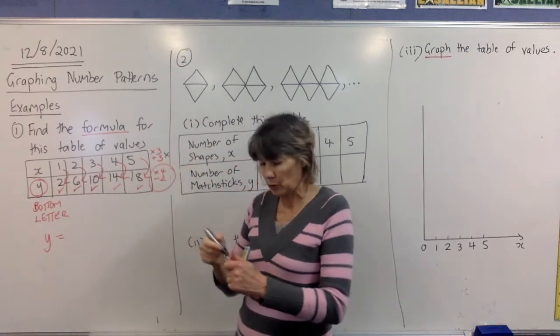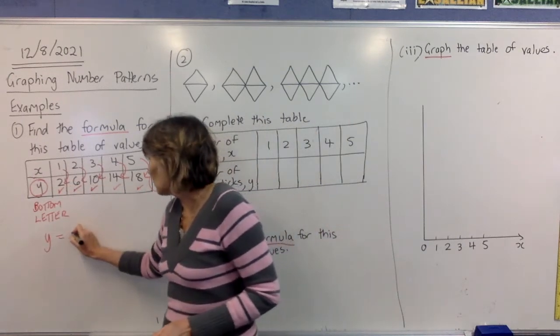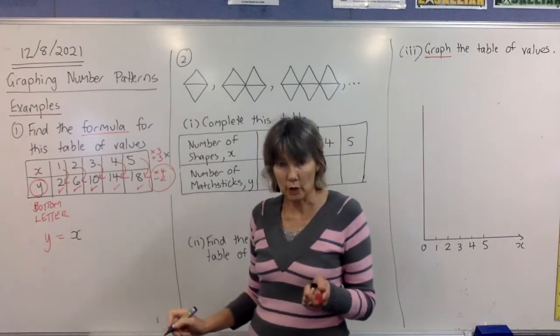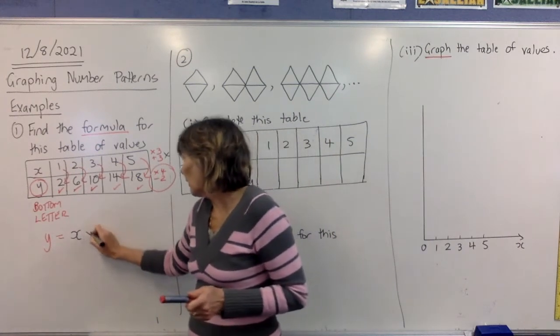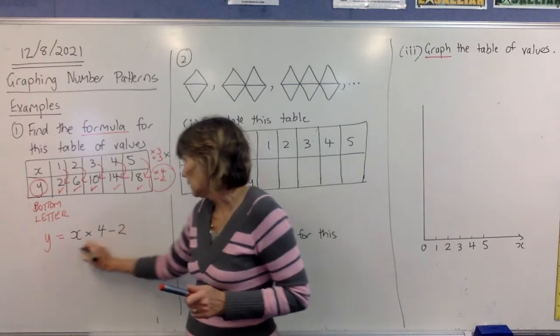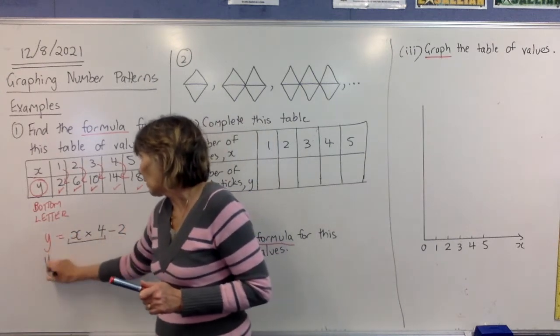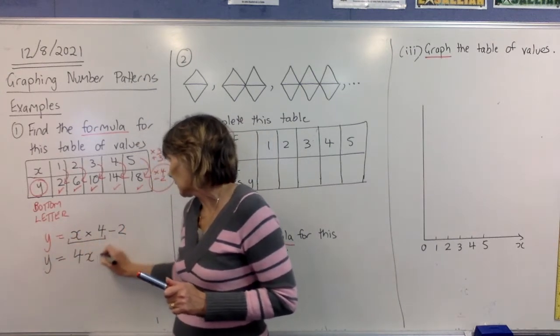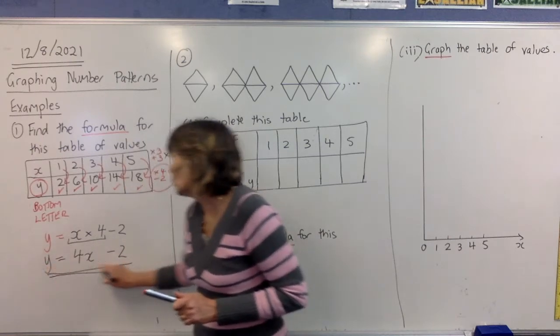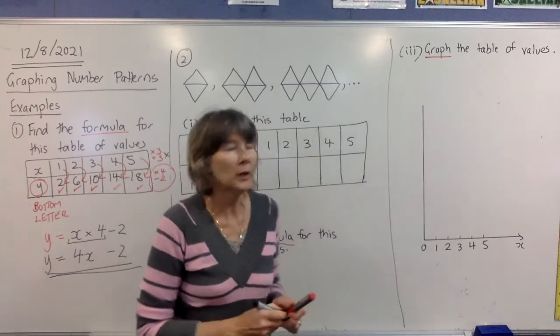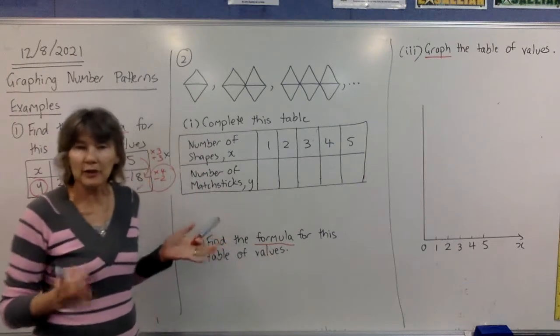So that's our rule. So we're doing y equals whatever the letter is on top, which is x, times by 4, take away 2. And don't forget, we're just simplifying that little bit to become 4x. And that's our rule. Okay, so in this question here, we're doing a lot of different parts.